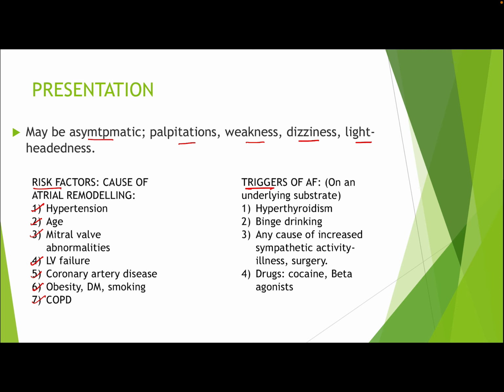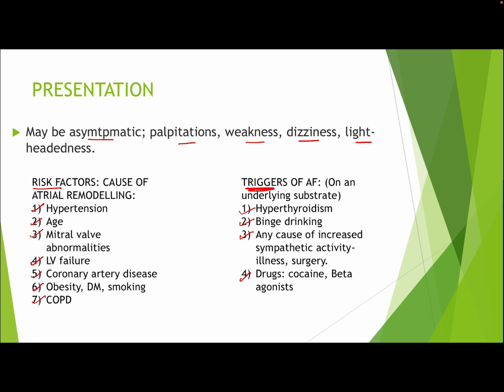Now, there are certain triggers which can start off atrial fibrillation when they act on an atrium which already has a favorable underlying substrate. Now, these triggers are things like hyperthyroidism, binge drinking, any cause of increased sympathetic activity like illness, surgery, drugs like cocaine, beta agonists. All of these are triggers that, on acting on an atrium that has been remodeled because of risk factors, will create an atrial fibrillation.